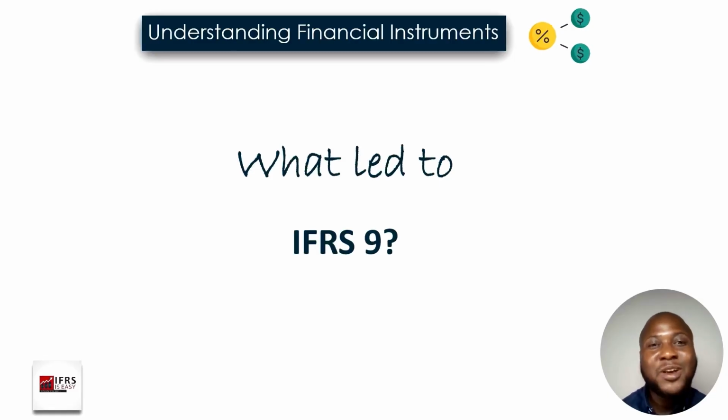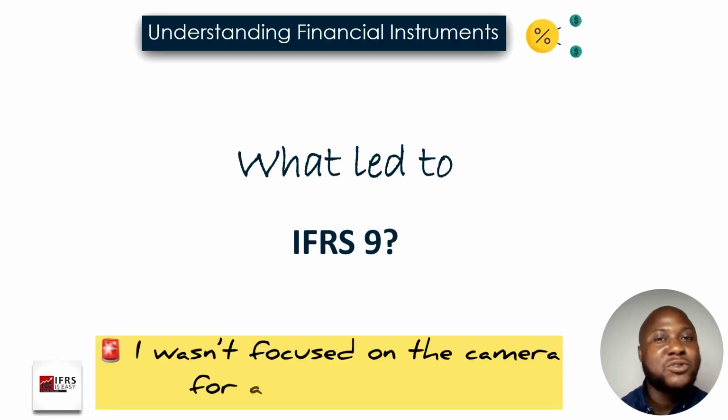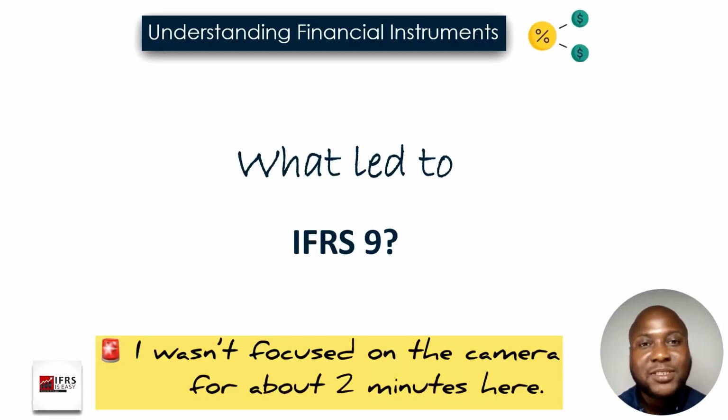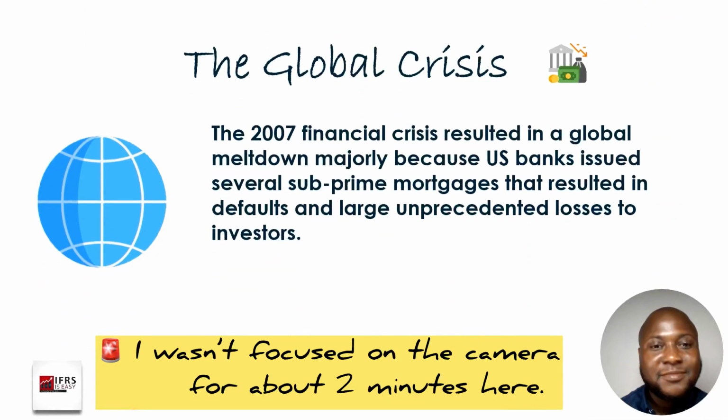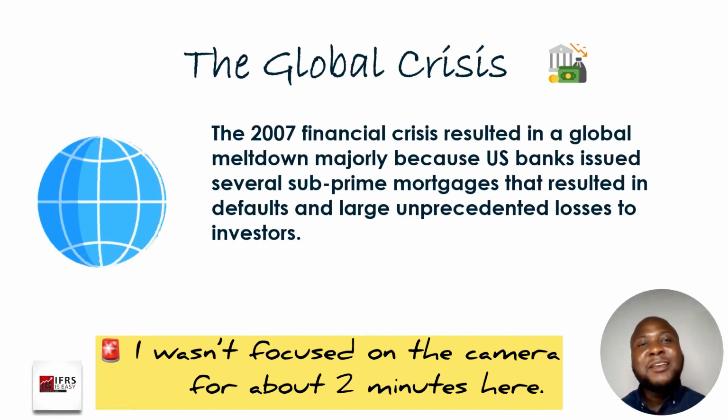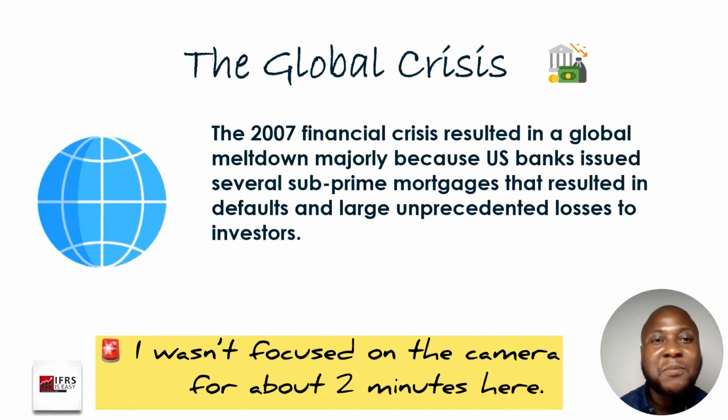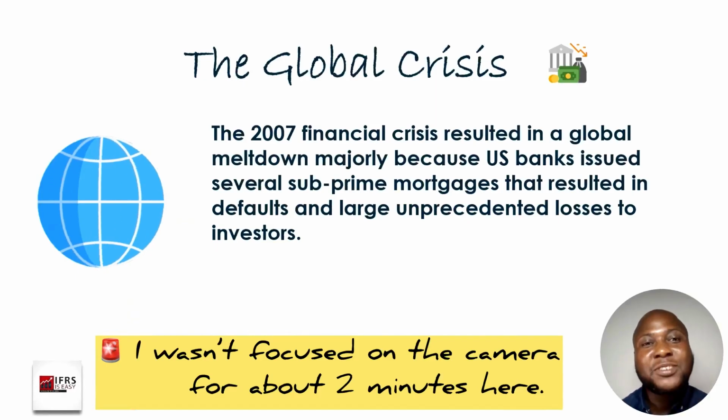So what led to IFRS 9? What led to financial instruments? It used to be that IAS 39 was the major standard that addressed financial instruments, but there was a reason why IFRS 9 came into play, and so we'll be looking at that shortly. IFRS 9 basically stemmed from the global crisis that happened in 2007.